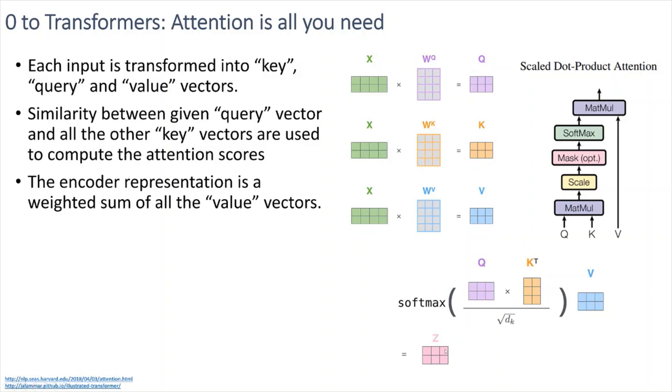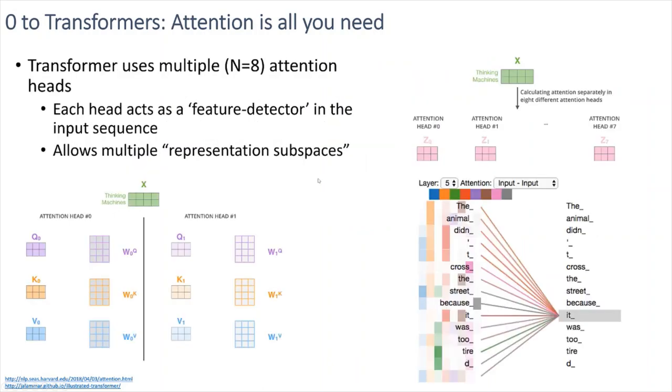And so the idea is by adding the query vector, the key vector, and the value vector, you're increasing the number of parameters and therefore the representation capacity of the network. You can also think of the query matrix and the key matrix as feature detectors that are sitting on top of the embeddings of the input sequence. So transformer goes a step further. Instead of using a single attention mechanism, it uses multiple attention heads. Each head can again be thought of as a feature detector in the input sequence.